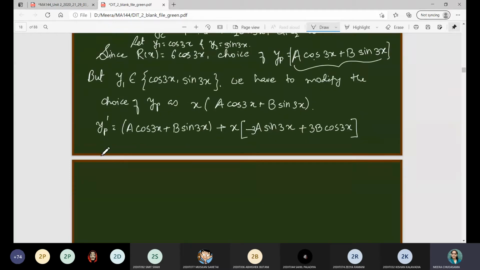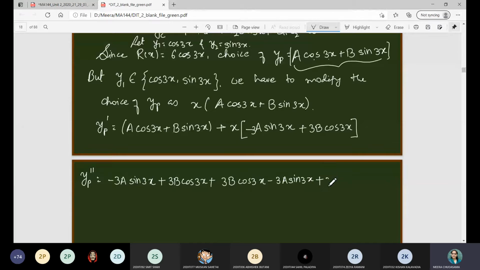Right. So that is yp dash. Now yp double dash. To find yp double dash, the derivative of this is minus 3a sin 3x plus 3b cos 3x, derivative of sin is cos, and now for this part, the bracket as it is into the derivative of x, 1, so I will write that bracket as 3b cos 3x minus 3a sin 3x. I have just written the positive sign first, then the negative sign.